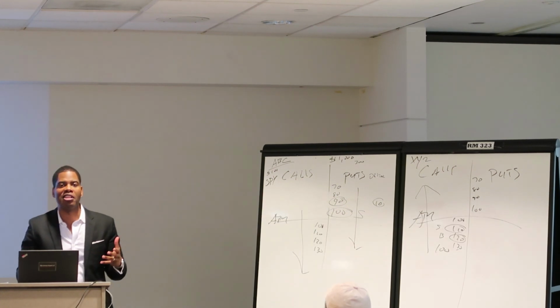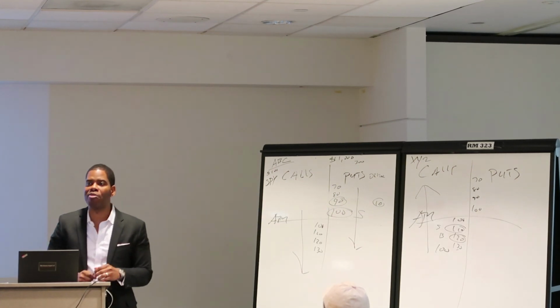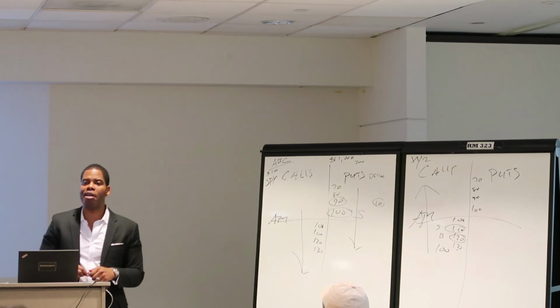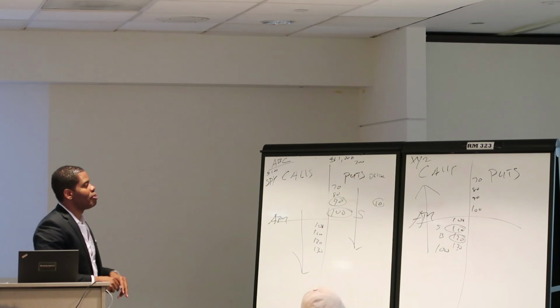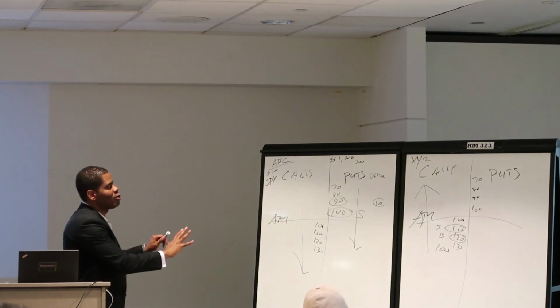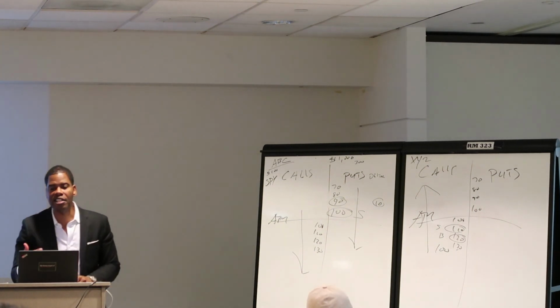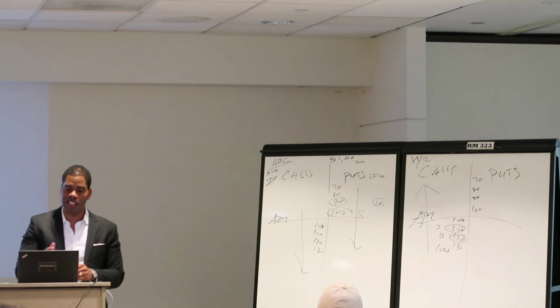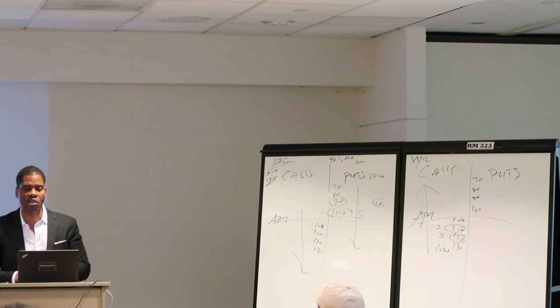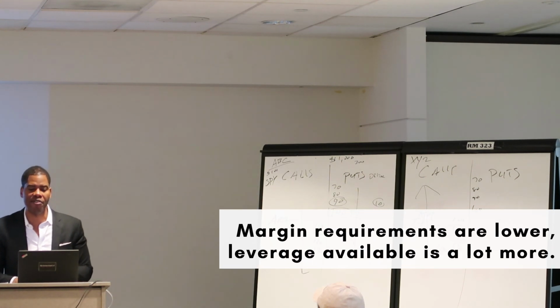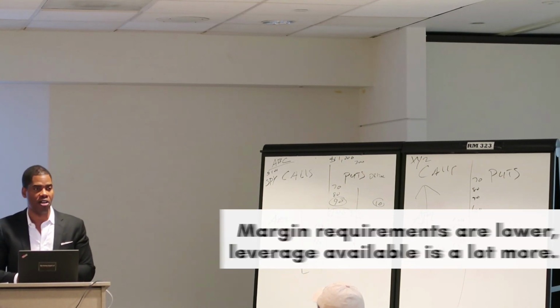I know the initial one is 7%, after hours it's 5%. I've seen that happen a number of times, 5% down after hours, okay? But that's what portfolio margin, one of the big things about portfolio margin is the last point here: because portfolio margin considers your entire portfolio, the margin requirements are lower and the leverage available is a lot more, right?